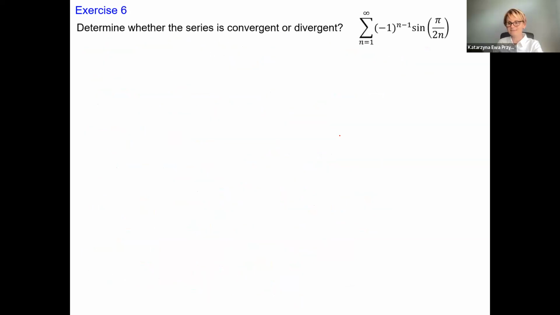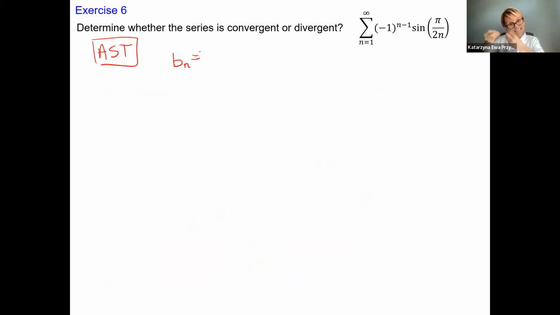Exercise number 6. Determine whether the series is convergent or divergent. Oh, interesting formula: (-1)^(n-1) sine of pi over 2n. What test can we use? This is just convergent or divergent. Yes, since we see -1, we can use the alternating series test. That's what we have to know.